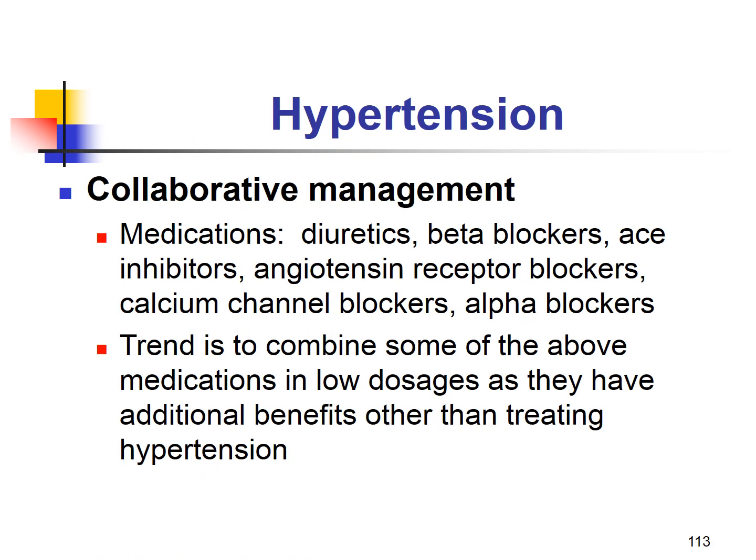Next slide. So what are some of the collaborative management? Well, high blood pressure, we want to lower the blood pressure. There are many different drugs to do so. There are diuretics, beta blockers, ACE inhibitors, angiotensin receptor blockers, calcium channel blockers, alpha blockers.